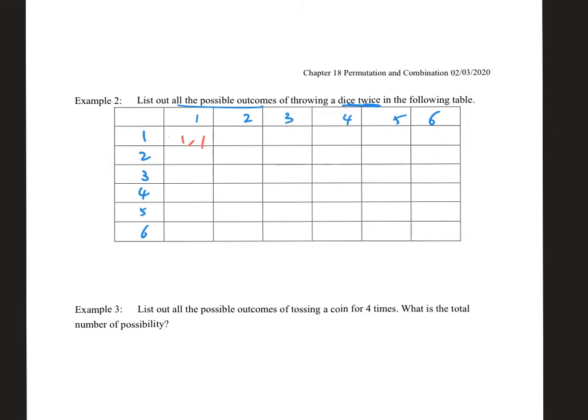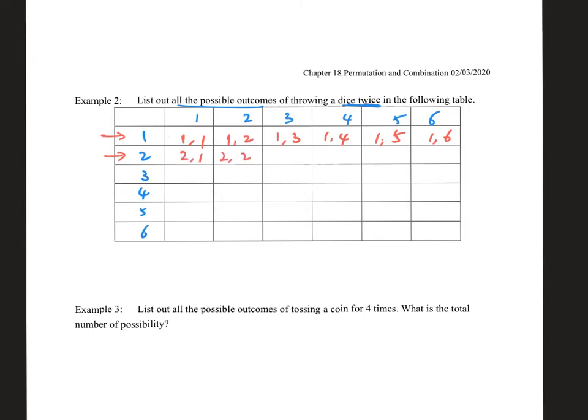And next you have 1, 2. Okay, 1, 2, 1, 3, 1, 4. And you continue to write 1, 5, 1, 6. So this is the situation if the first result is 1 of throwing a dice. The second situation will be that the first dice shows you a 2, so that's why it's 2, 1, 2, 2, etc.